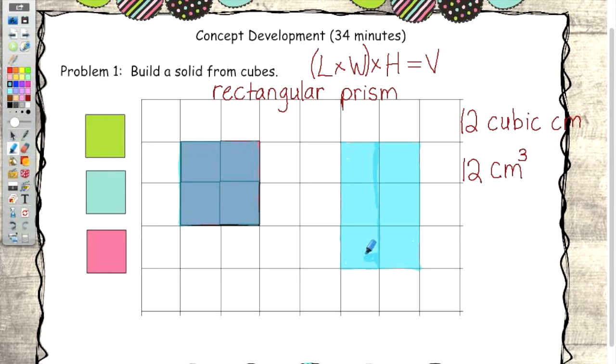But I need you to build as many rectangular prisms containing 12 cubes as you can that are different from each other. And it has to have 12. I'm going to set the timer for 3 minutes. Problem 3, you don't need your cubes for. You can just slide them back and turn your paper over. Do it now.